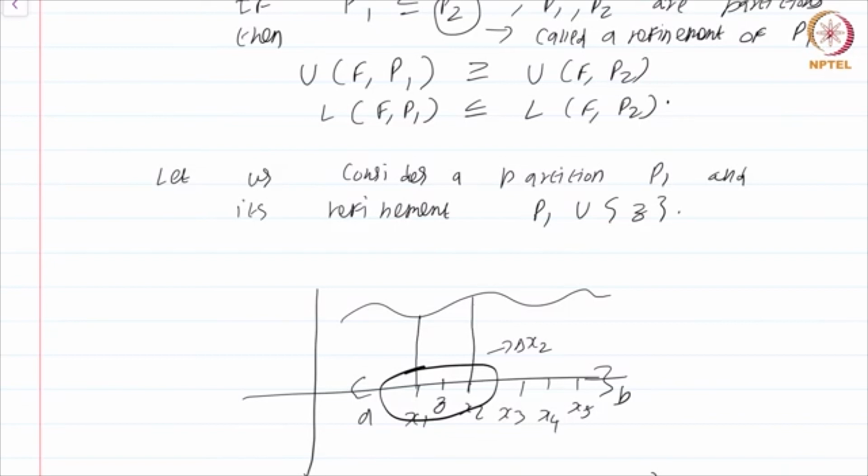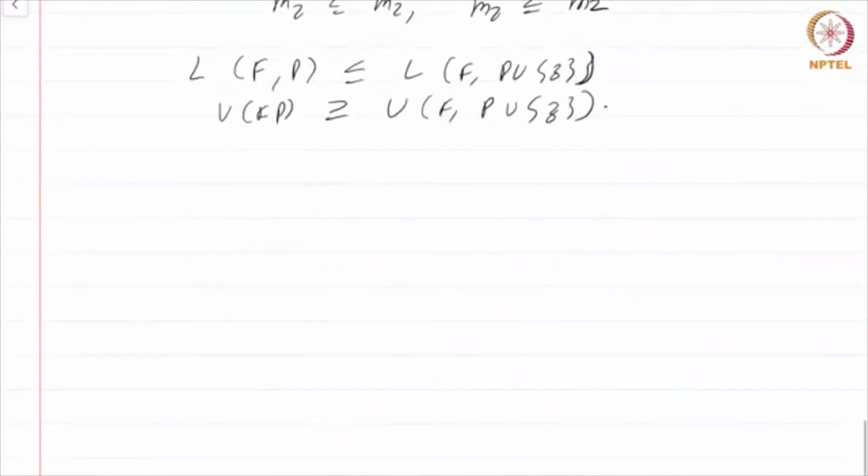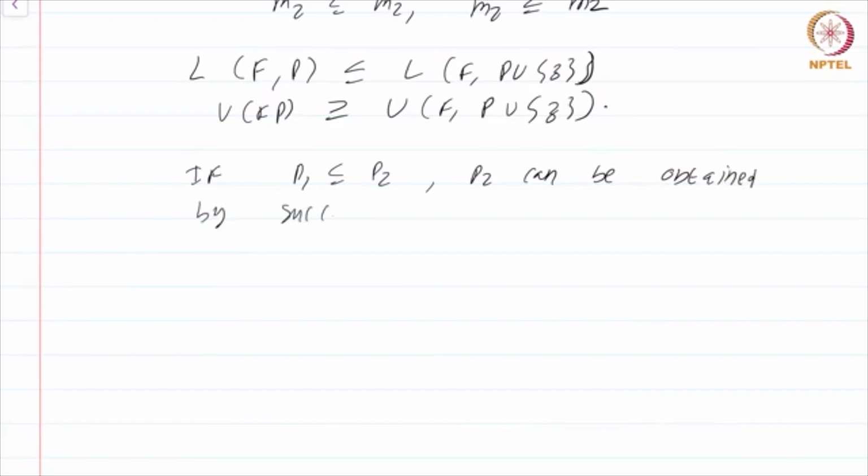We have just proved it for one point, but if P1 is a subset of P2, then P2 can be obtained by successively adding single points.